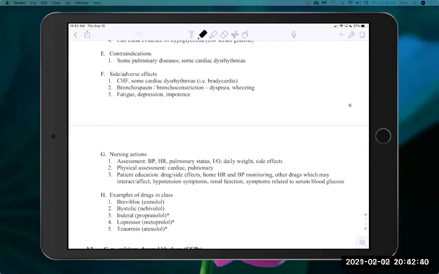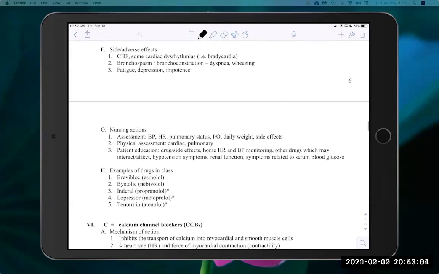Contraindications: some pulmonary diseases and some cardiac dysrhythmias, which we pretty much already talked about. Side effects: congestive heart failure and some cardiac dysrhythmias. Again, bradycardia is the biggest one that you really want to watch for, because that's a slower heart rate and the drug's going to slow the heart rate down. So that would be bad.